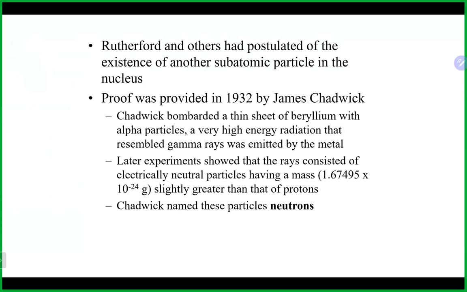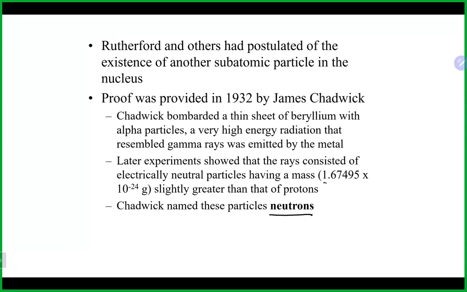It wasn't really until the 1930s that a guy by the name of Chadwick did a bunch of experiments where he noticed a lot of particles coming off that really resembled gamma rays. If you remember, gamma rays are basically neutral radioactive particles, and that is what he saw coming off of these experiments he did with different pieces of metal. He called those neutrons, and neutrons were thought of as being also in the nucleus.